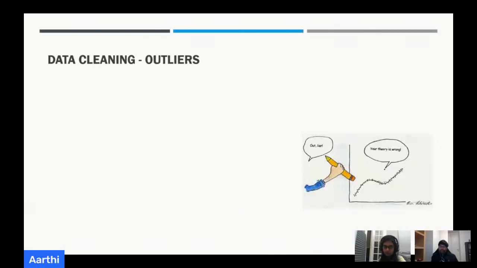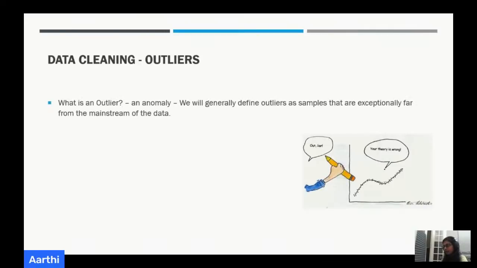Yeah, thanks. Okay, great. Okay, outliers. What is an outlier? In simple terms, it's an anomaly. So it's a rare event, or it's something that shouldn't be in your data in a normal scenario. We will generally define outliers as samples that are exceptionally far from the mainstream of the data. So for example, in the age column in Titanic, if you had seen someone with the age of 110, then that's an outlier. Anywhere between 0 to 80 seems to be fine.